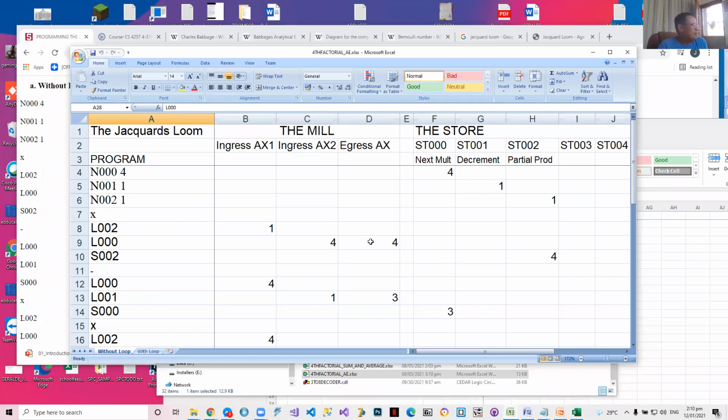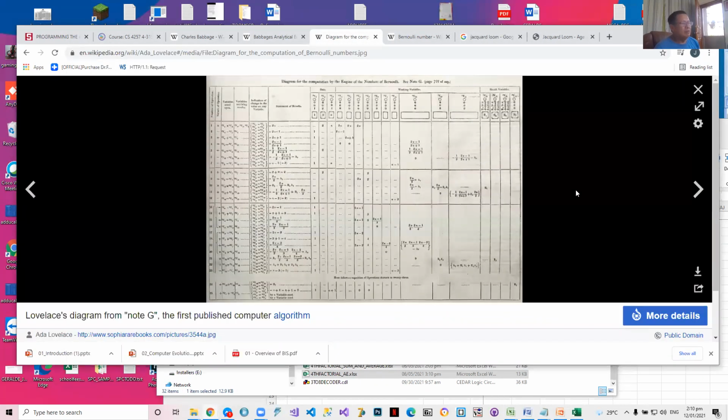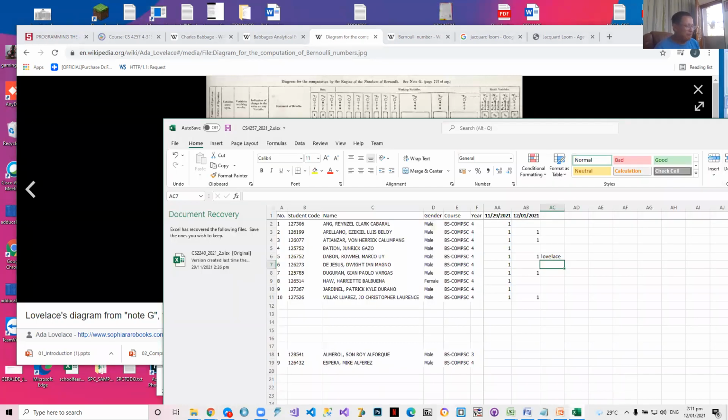This computes the fourth factorial. When you say N004, this is variable 1. According to this, there's variable 0, variable 1, variable 2, variable 3. That's why if you look at the program of Ada Lovelace, she has B1, B2, B3. Actually, this is the store. Actually, it should also start with 0, but maybe she didn't use 0. You follow? So it's the same for ours.